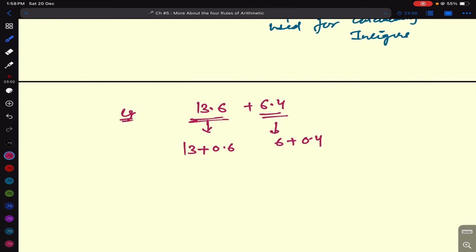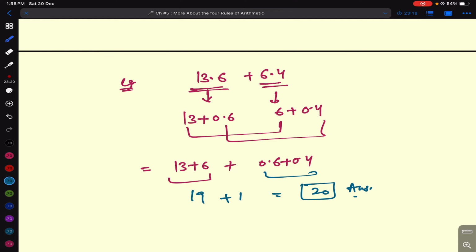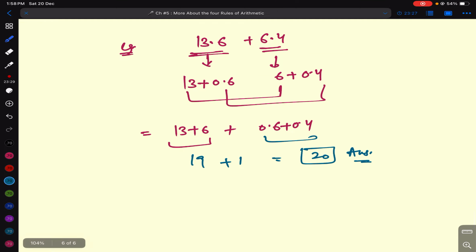Okay, so now what I'm going to do is combine the whole numbers and the decimals together. So this is going to be 13 plus 6 and 0.6 plus 0.4, which turns out to be 19 and 1. So this is equal to 20. This is how I am doing the calculation with the decimals which were given to me, and those were 13.6 and 6.4. Now suppose rather than having the numbers, we have variables with the decimals.